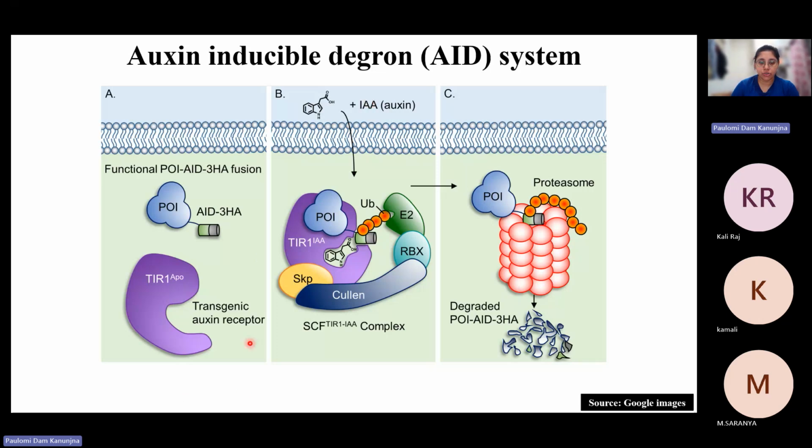Let me try to show you here. Right, TIR. So this TIR is called transport inhibitor response 1 protein. Now this is a receptor that forms part of the ubiquitin ligase complex. Okay. And then you have auxin, which is basically binding to the cells. So the first thing you do in this protocol is make this AID degron tag and you also express a TIR. Okay.